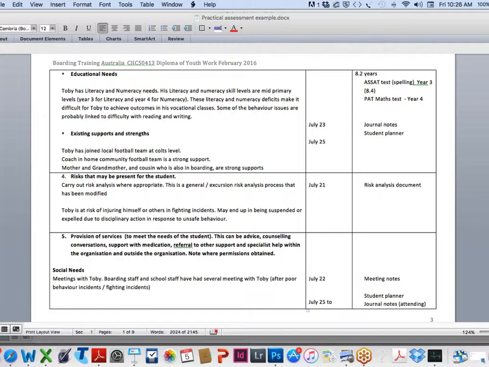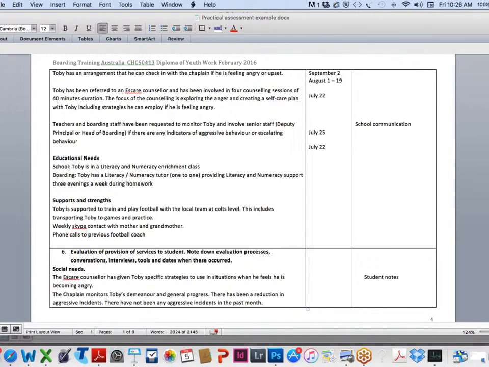Number 5 is the provision of services. What are we going to do to meet Toby's needs? And this is a description of what we did to meet Toby's needs. So the social needs, we've had quite a few meetings with Toby. Boarding staff and other school staff have had these meetings with Toby. They're generally after poor behaviour incidents or fighting incidents, and you can see the dates when those occurred, and then meeting notes, that sort of thing.